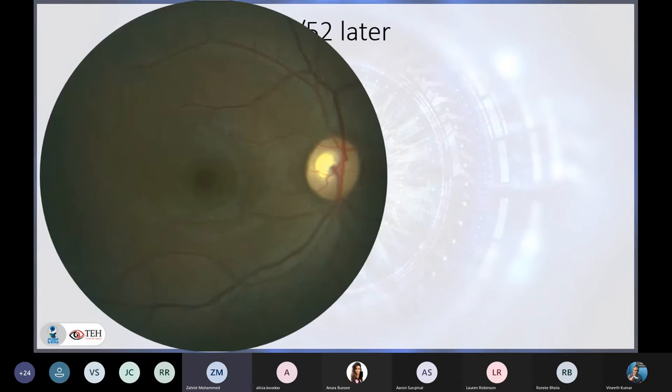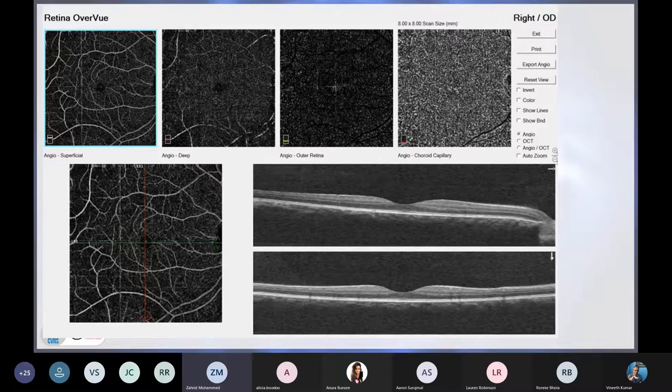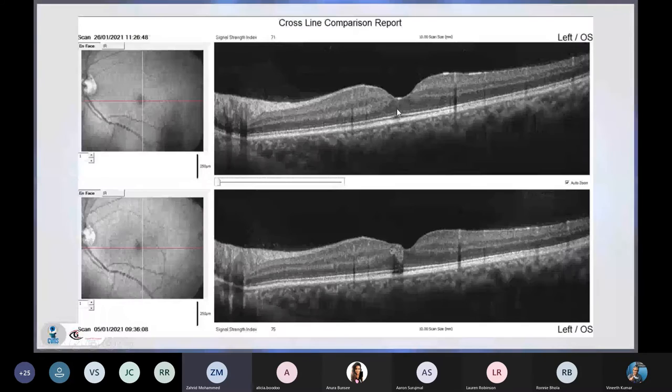3 weeks later, again looking at his fundus, his right eye remained normal, and in his left eye you see the same area in question having resolved. So no hemorrhage was noted at this point. Again, with repeat OCT angiography, we see his right eye and his left eye with resolution. And with comparison to the previous presentation and the image on top 3 weeks later, you can see there's return of normal foveal contour and resolution.